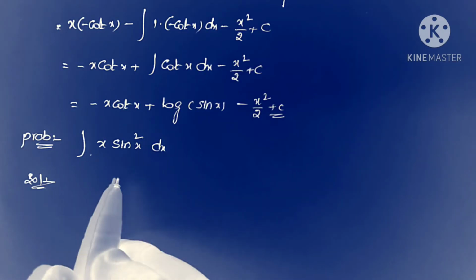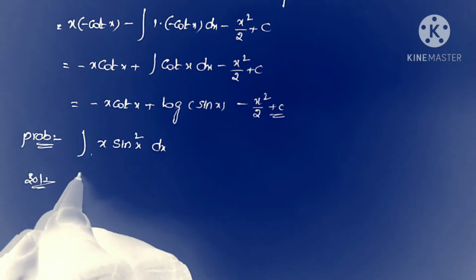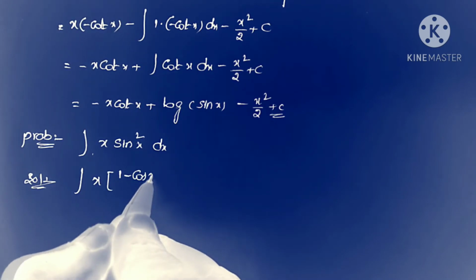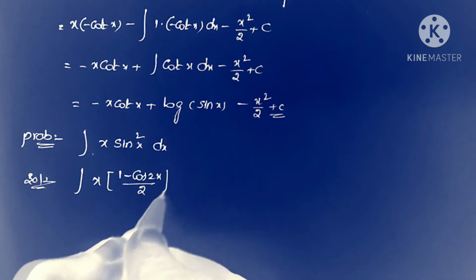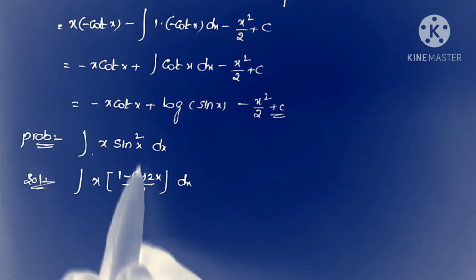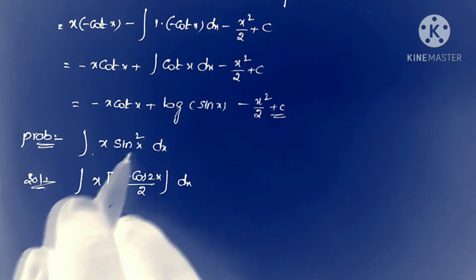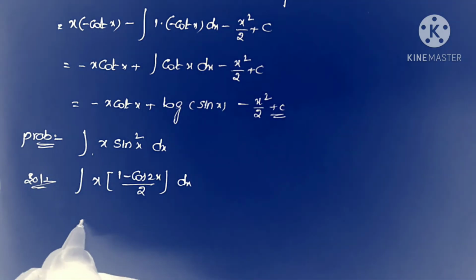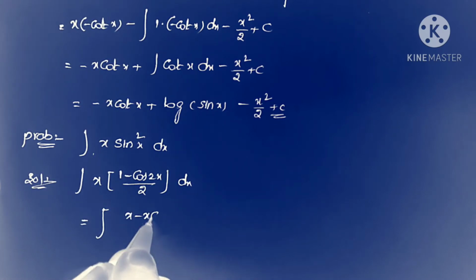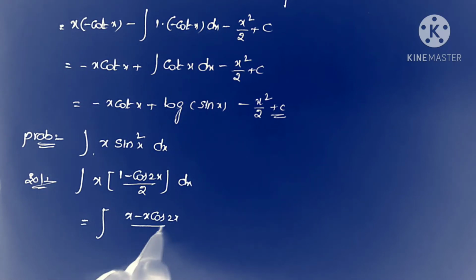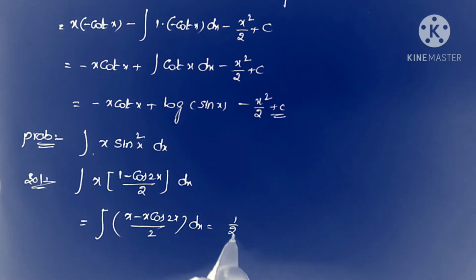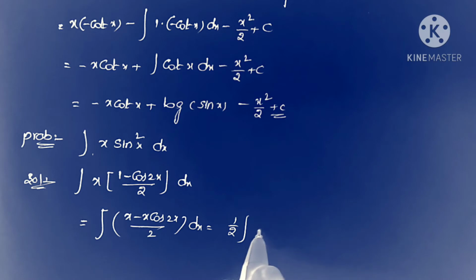Integral x into sin square x into dx. So here also in the first step we convert the term sin square x as 1 minus cos 2x by 2 into dx. Here also, to apply the integration easily we have to convert the term like that. Sin square x is equals to 1 minus cos 2x by 2, and this is equals to integral, taking the product with x, then we get x minus x cos 2x by 2 into dx, and this is equals to, writing the constant before the integration, 1 by 2 into integral.